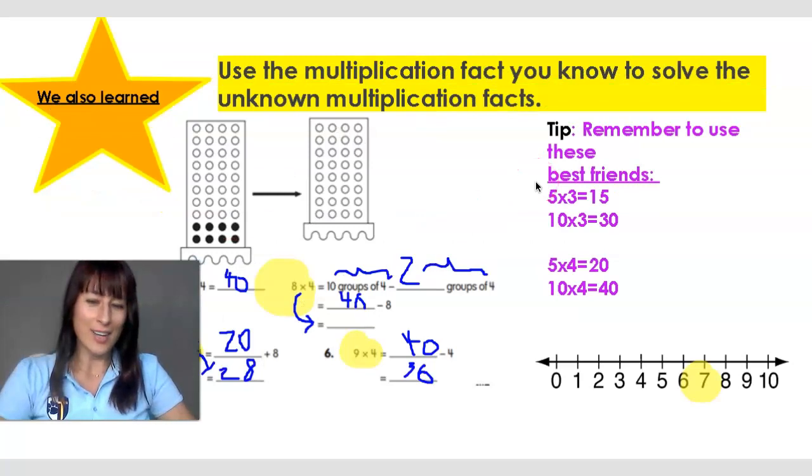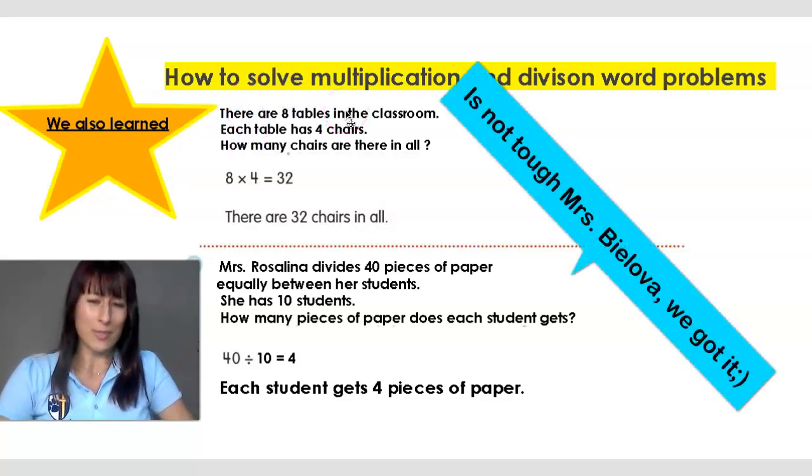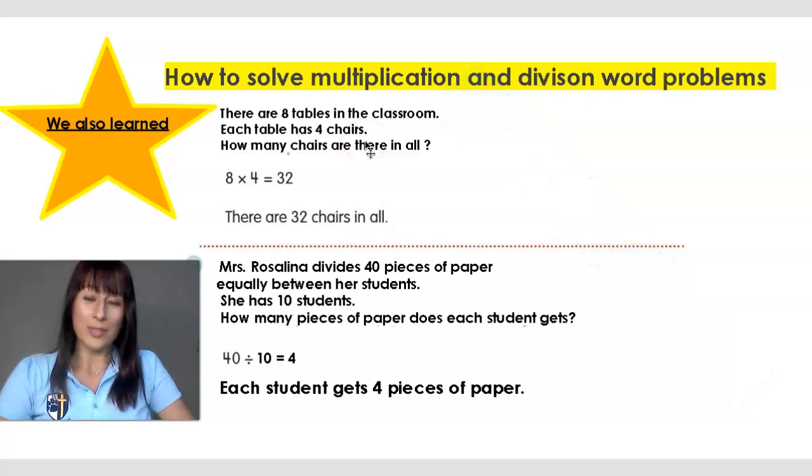Let's see if we're getting another star for any other skill. What did we learn in this chapter? Oh, sure we are. We are getting a star for how to solve multiplication and division word problems. This one is a tough one, I think, because we have to read and we have to think and we have to decide if we're going to do multiplication or division. So I know it's a few steps that we have to take to get to the right answer. So let's see how we do this.